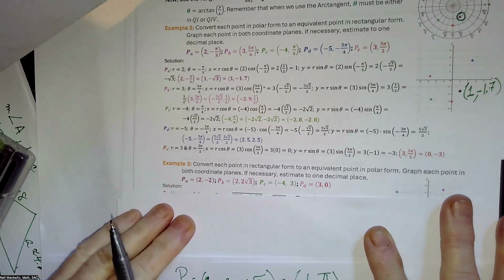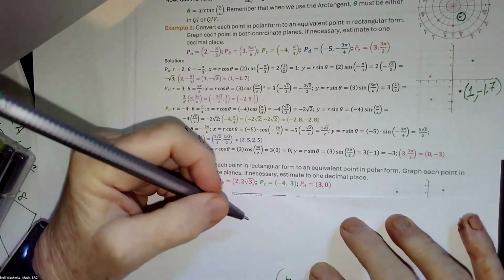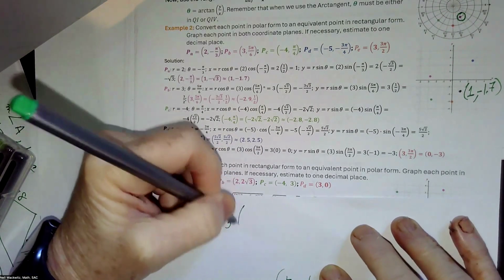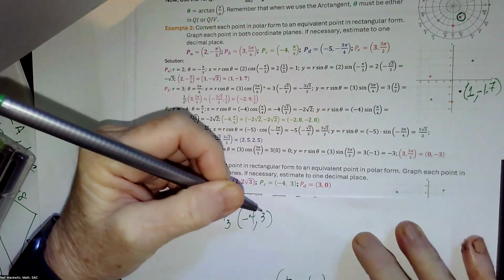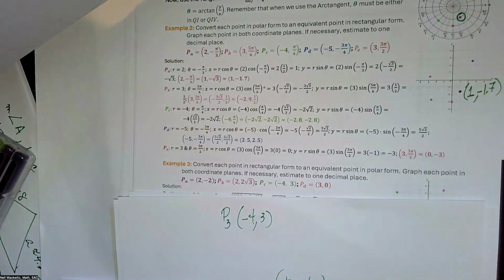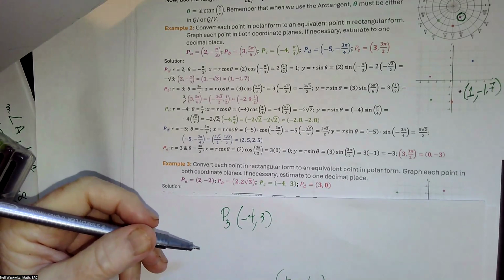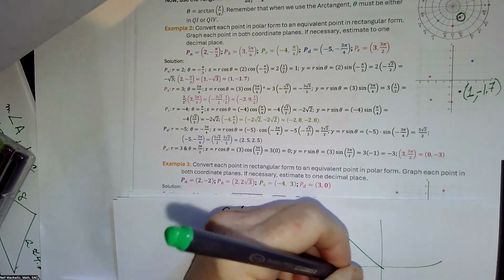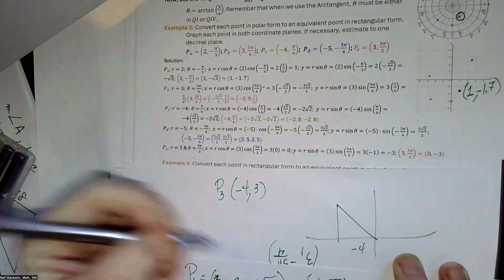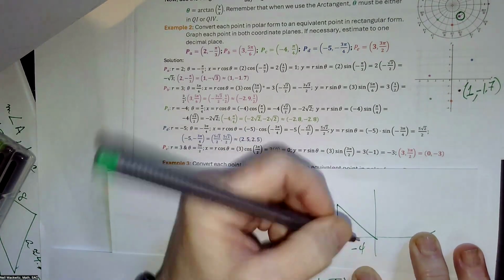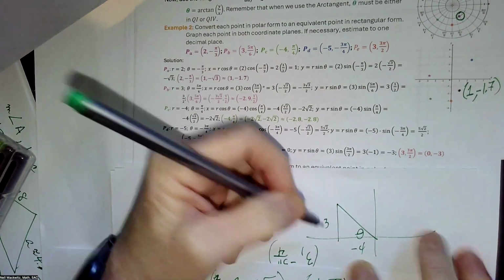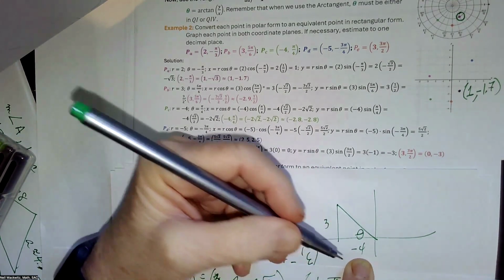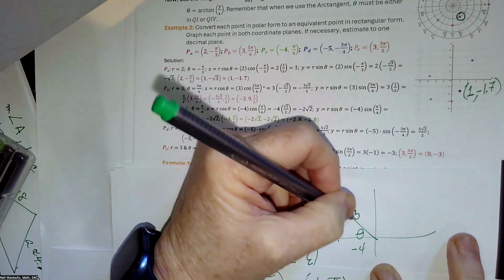Point C is negative 4, 3. Well, that's kind of not horrible. It's a 3-4-5 triangle. So I know R is going to be 5. Let's go ahead and write it out. A is negative 4. B is 3. And I know that 9 plus 16 is 25, and the square root of 25 is 5.